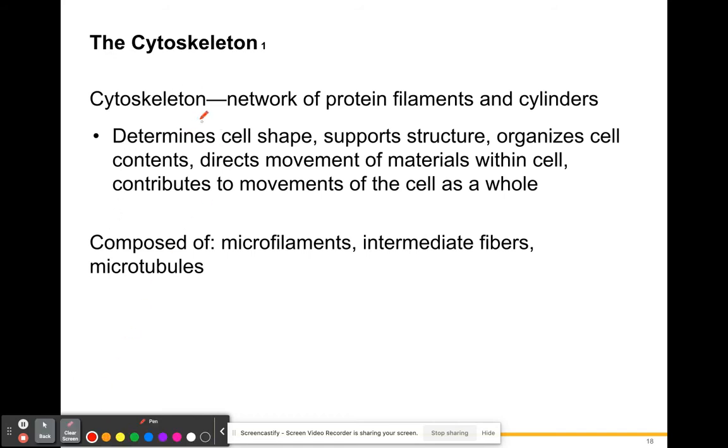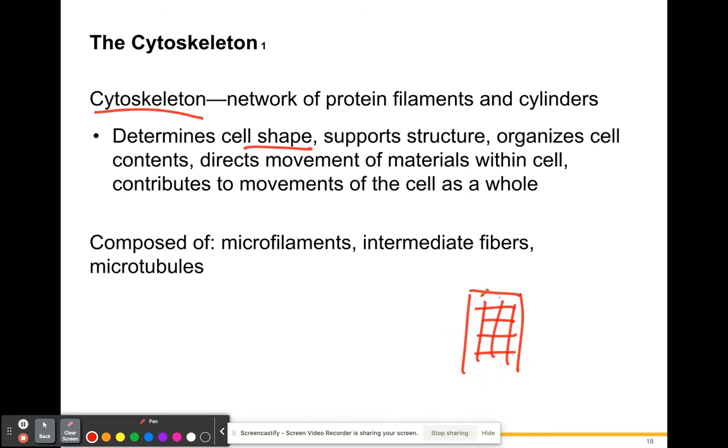The cytoskeleton is a network of proteins that's going to help give the cell its shape. We don't want our cells to be too mushy, for lack of a better term. We want our cells to have a nice internal structure. It's like if you had a building. You don't want it to just be a facade. You want it to have beams that structurally support that building inside.